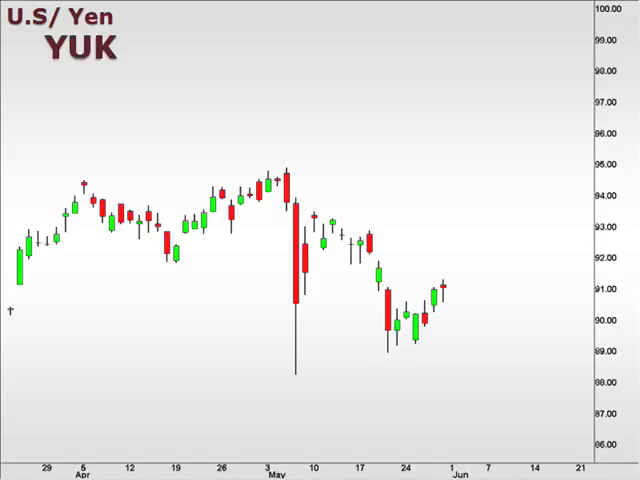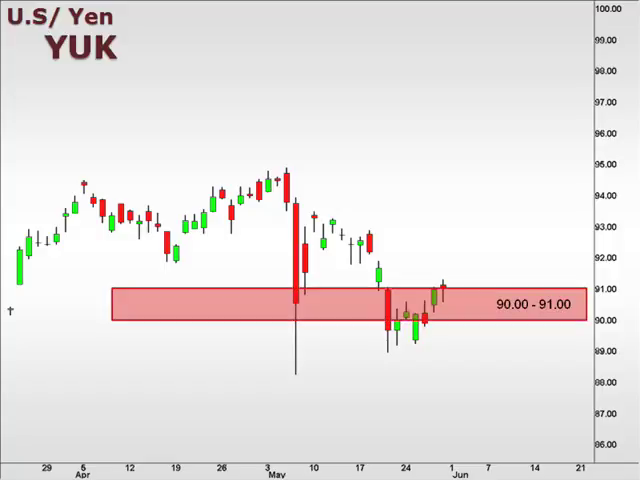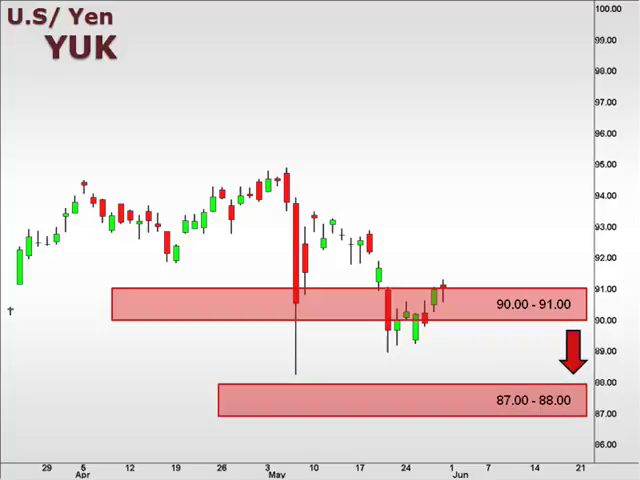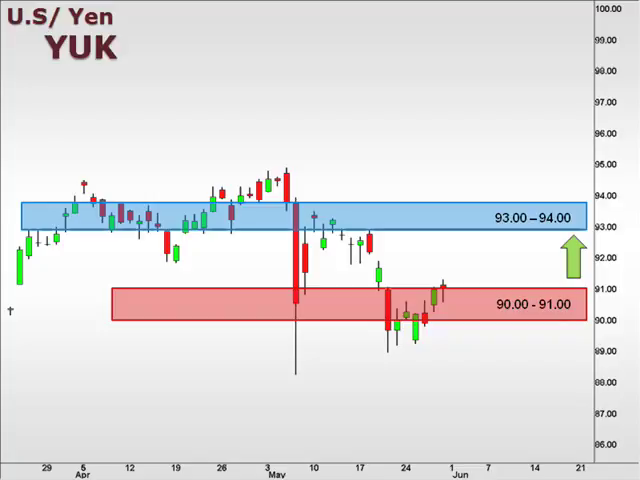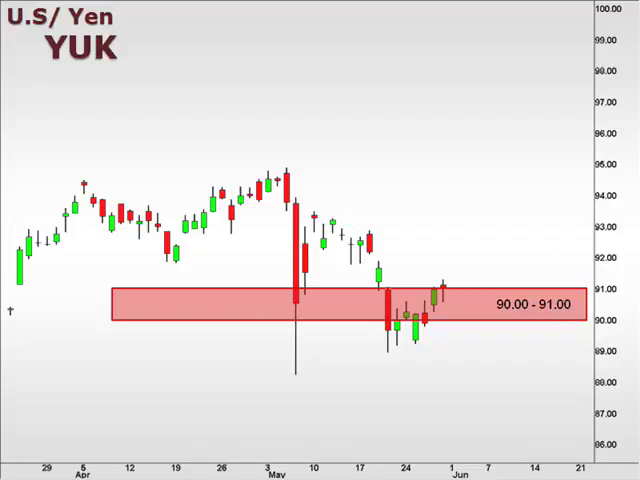The YUK, the US versus the Japanese yen, hovers within our 90-91 focal zone. With the trend in force still being down, we are open to a test as low as this 87-88 box. 93-94 remains a key overhead resistance level.